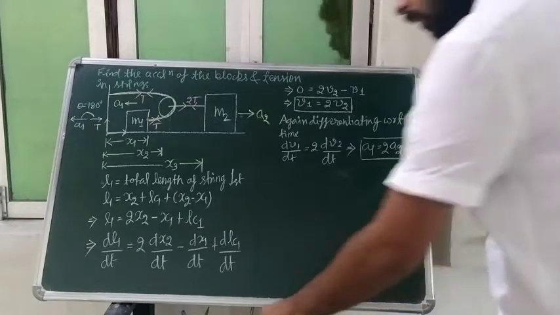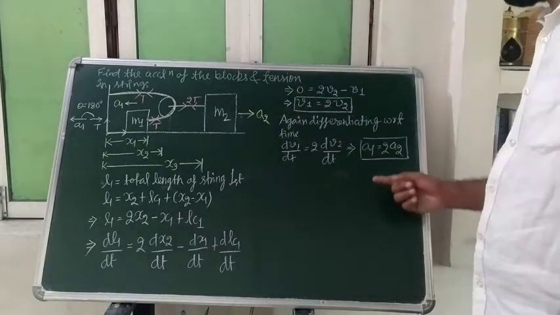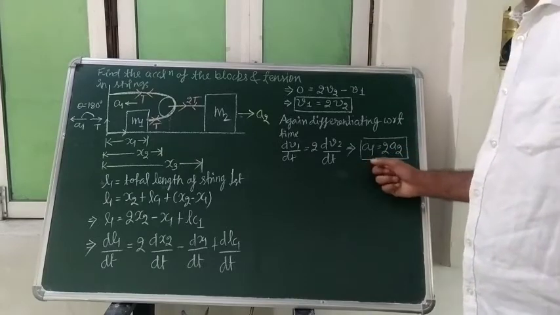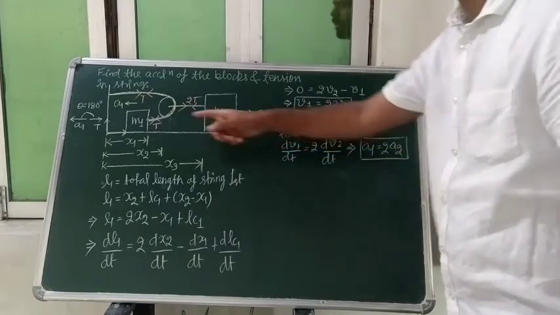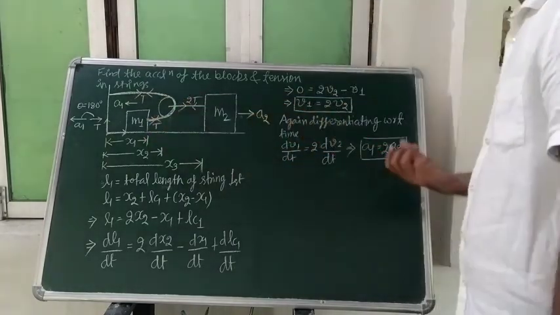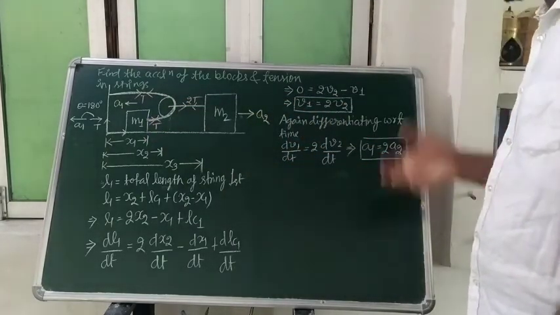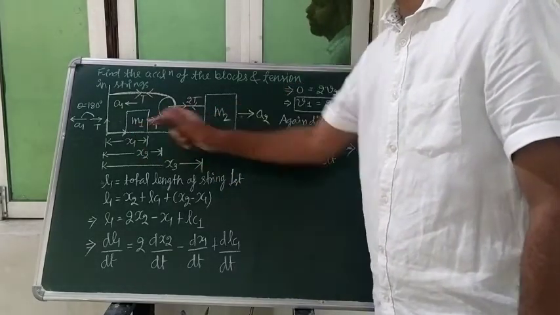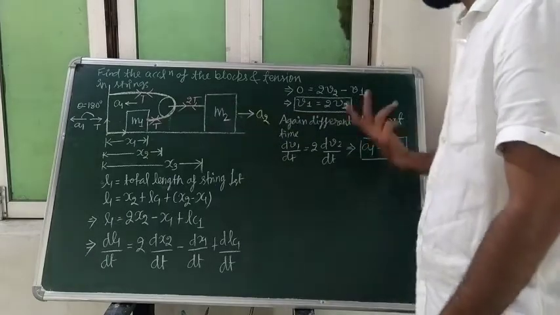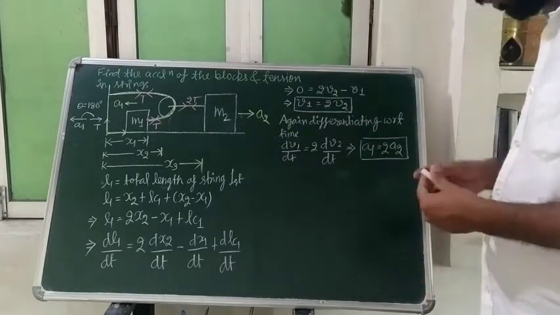So students, we have come to know what will be the acceleration of this pulley when the mass m1 is accelerating by some acceleration, or in other words, we can say what is the relation between this acceleration of the mass and pulley.